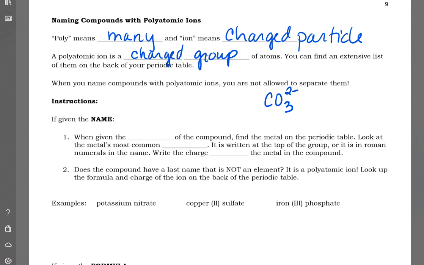Now, carbonate is one of our polyatomic ions. It has a -2 charge. It acts just like oxide with a -2. Nitrate has a -1 charge. It acts just like chloride with a -1 charge. Okay, so we'll see how that works here in just a moment.